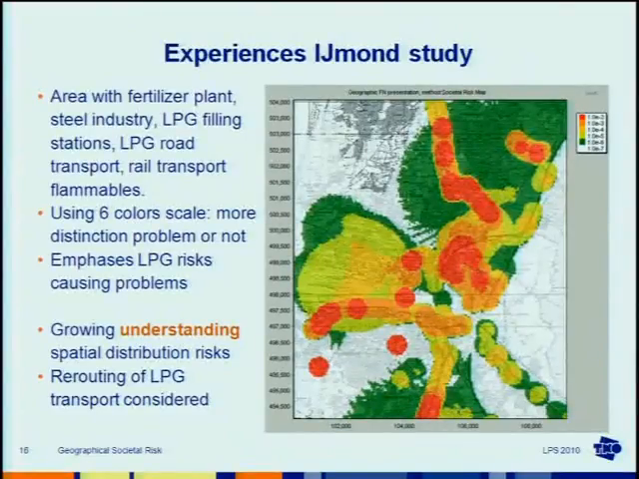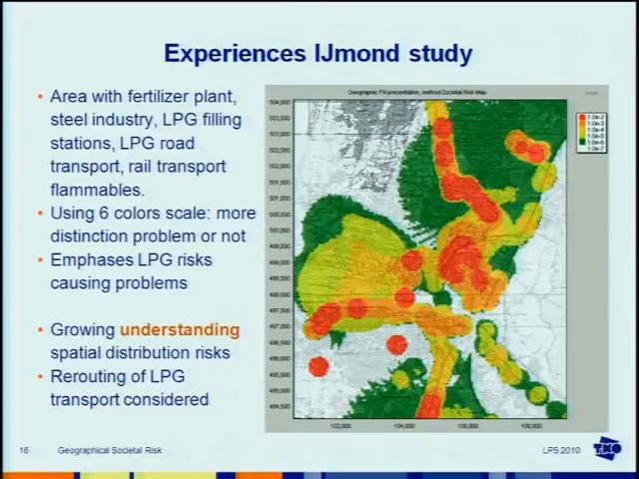Having developed this method, we have used it in an Eemond case study. In this area we have a fertilizer plant, a steel industry, an LPG filling station and LPG transport. Again, the 6 color scale. Although everyone was concerned about the chemical side and the fertilizer plant with ammonia and toxic scenarios, which would reach very far, it appeared that the LPG scenarios were really creating the problems.